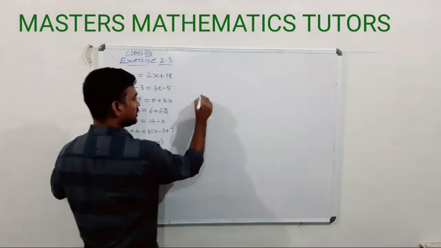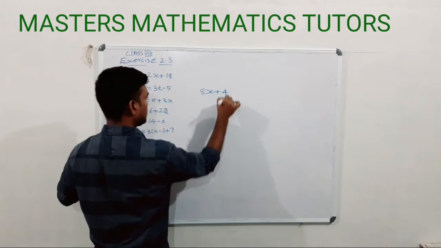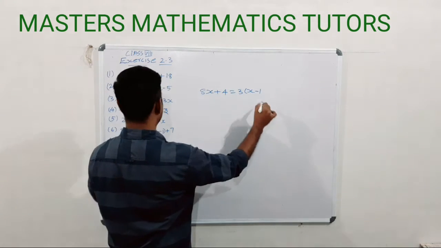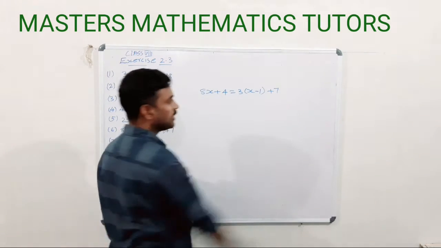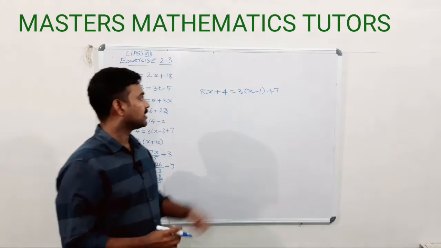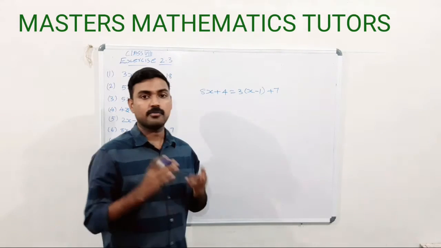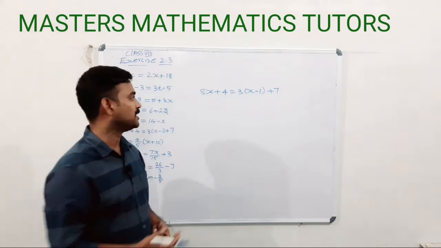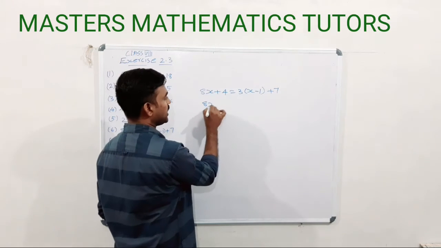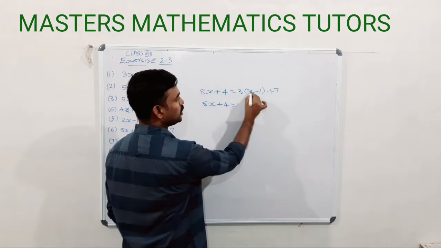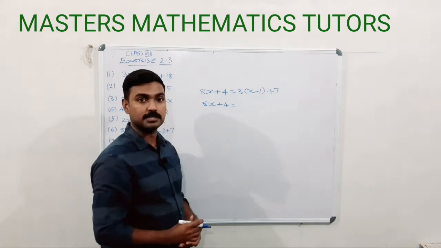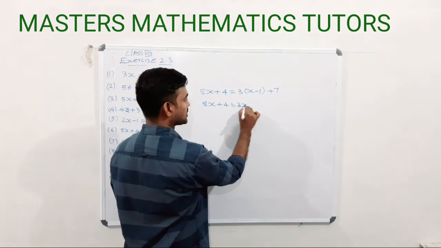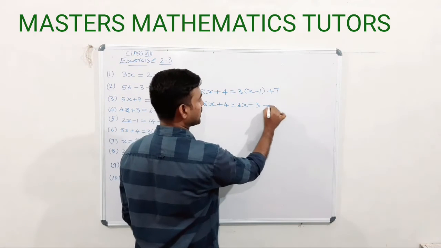8x plus 4 is equal to 3 into x minus 1 plus 7. There is a speciality in this question. The x is coming in the bracket. So we have to remove the bracket at first. So we can remove the bracket. 8x plus 4 is equal to 3 into x. We need to multiply each term because we studied a distributive property. 3 into x, 3x, 3 into minus 1, minus 3 and plus 7.